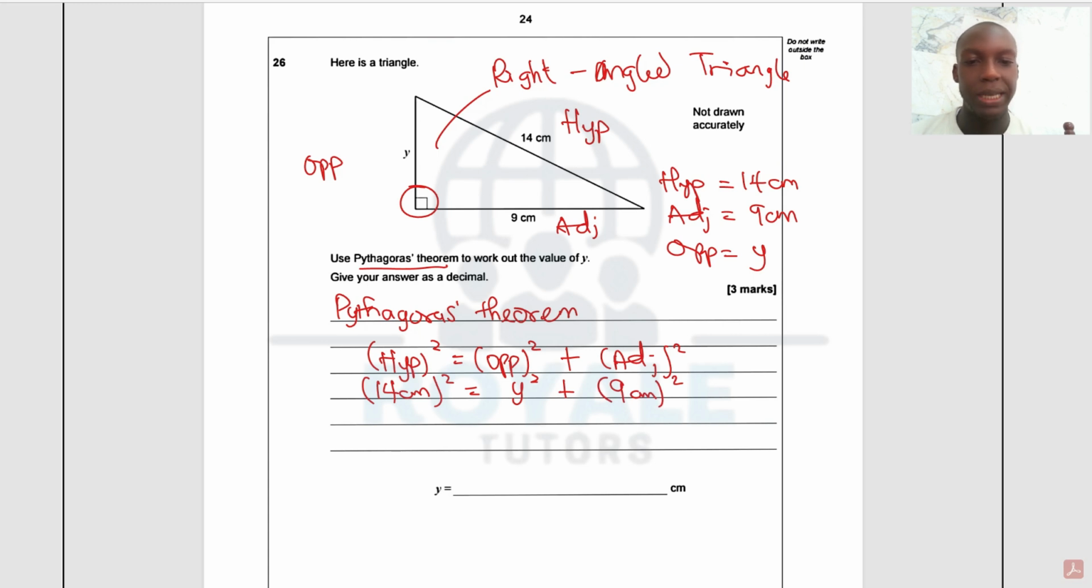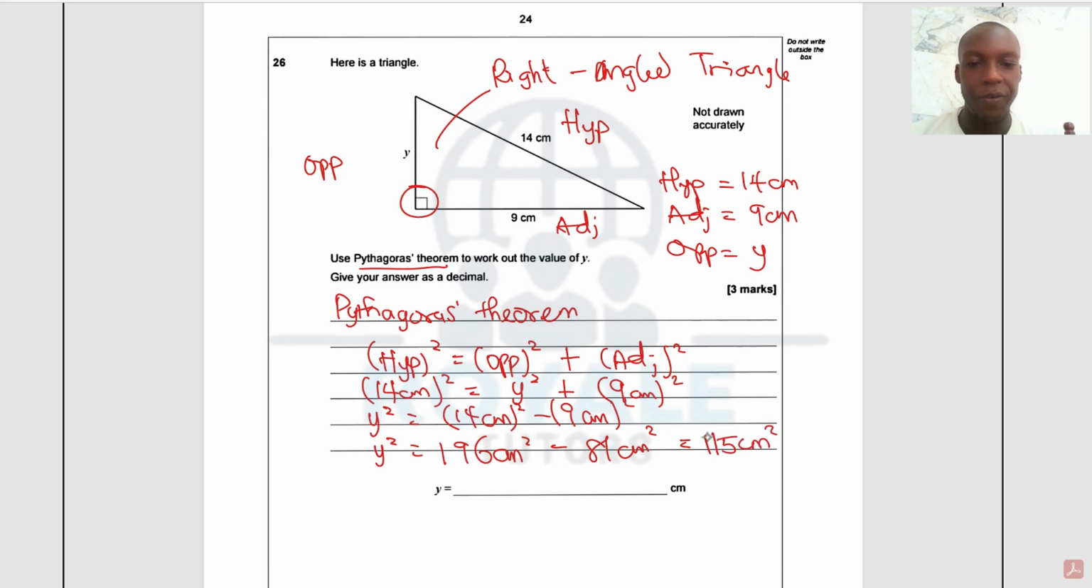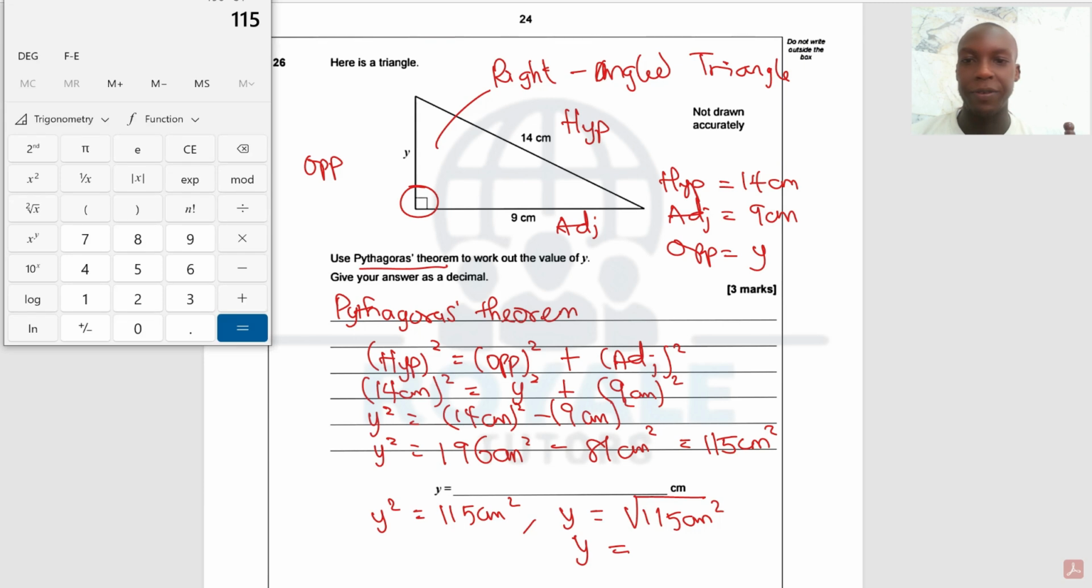All right, good. So we can therefore see that y squared will be equal to 14 centimeters squared minus 9 centimeters squared. What's 14 centimeters squared? That's 196 centimeters squared minus 81 centimeters squared. So what's 196 take away 81? That's 115 centimeters squared. So don't forget that y squared is equal to 115 centimeters squared. So to get y, that's going to be the square root of 115.